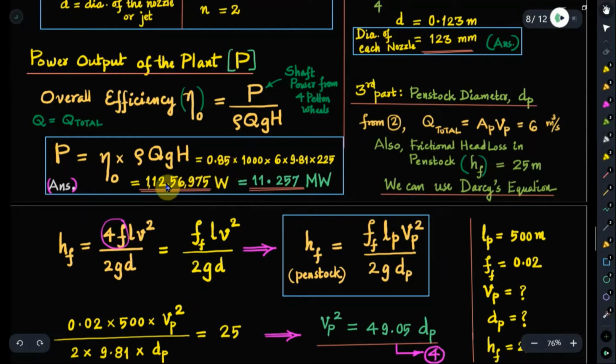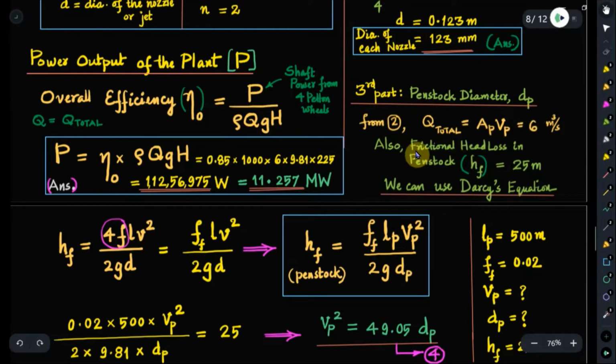Let's convert this into megawatt. Divide this by 10 raised to 6 and it will give you 11.257 megawatt approximately. That is the overall output of the plant, or the total shaft power produced by all the 4 Pelton wheels in this hydroelectric power plant. Now the third part of the question, we are asked to find out the penstock diameter. Let us denote it by small d suffix p.